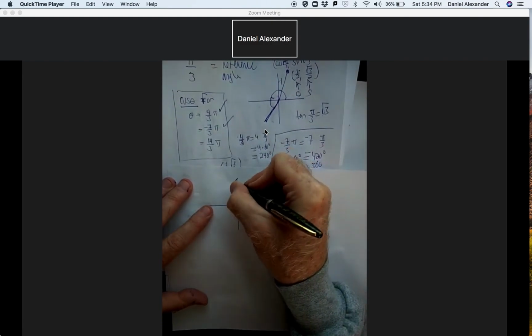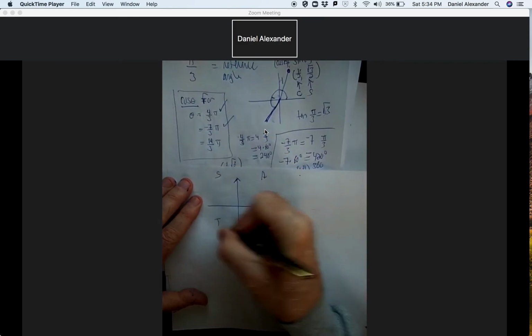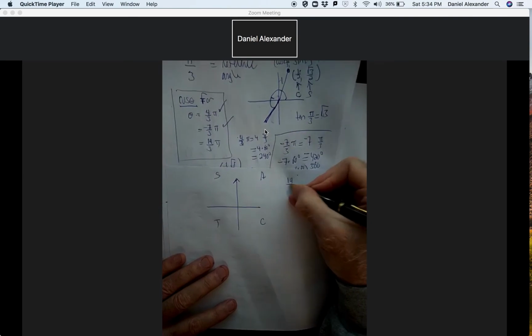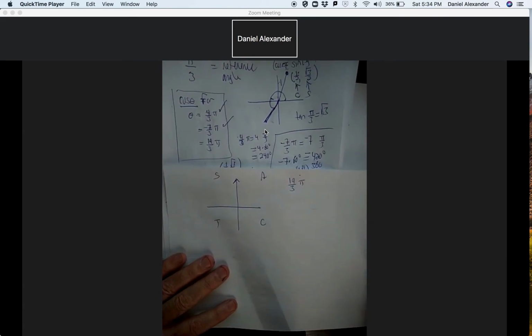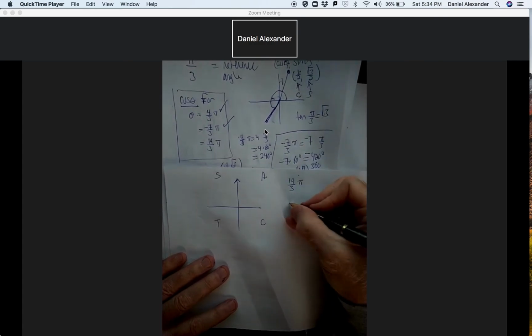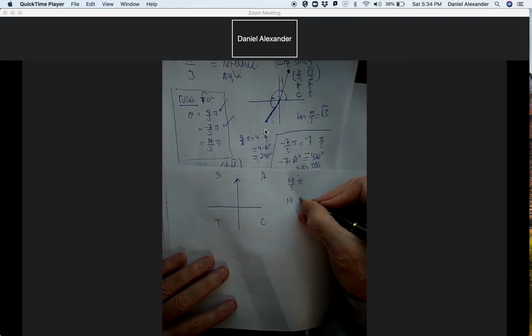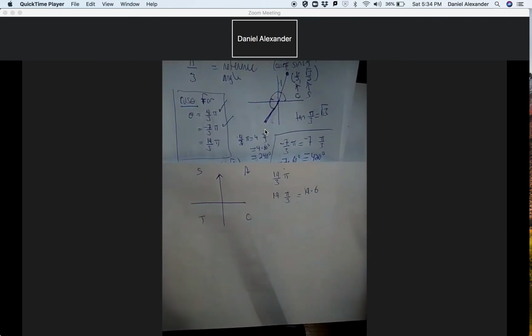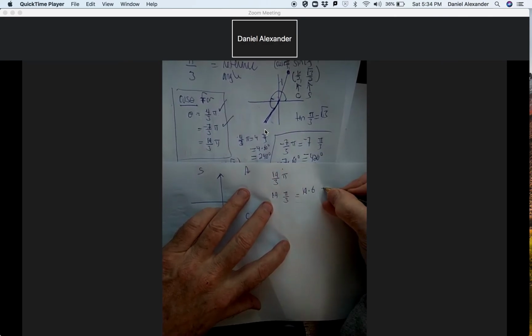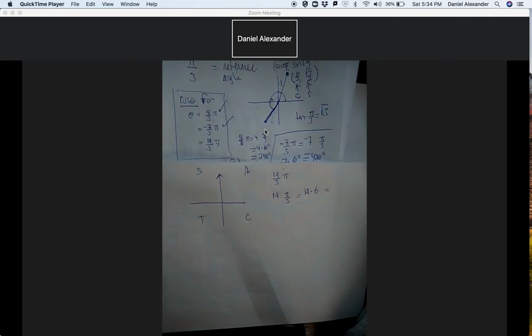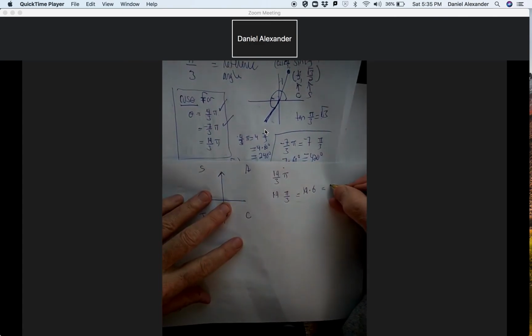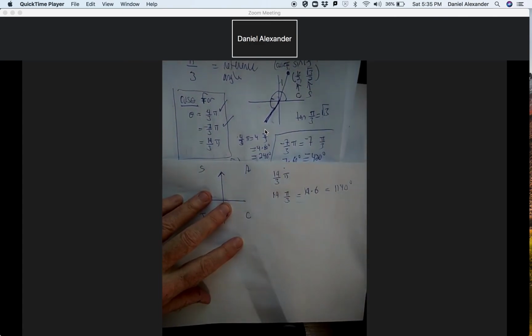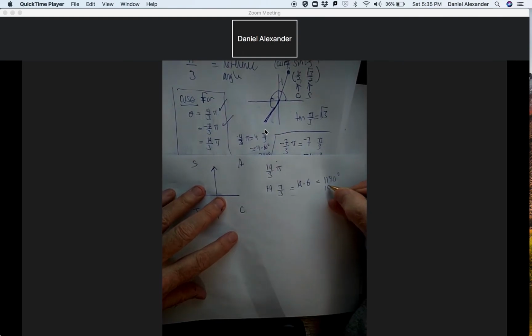So what we're going to do here is, remember, all students take pre-calculus. We're going to figure out what quadrant 19/3 pi is in and go that far. So again, 19/3 pi, I'm going to do this in two different ways. That's going to be 19 pi over 3s. That's going to be 1140 degrees.